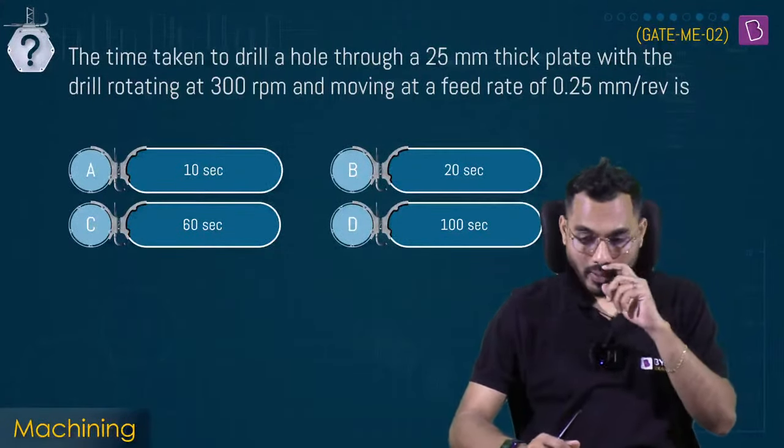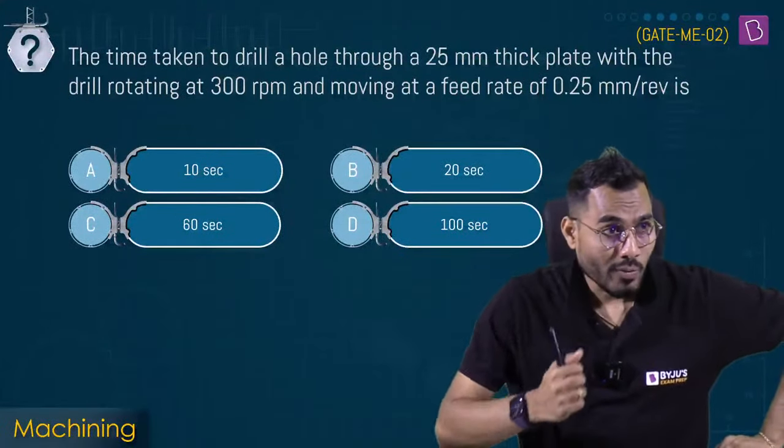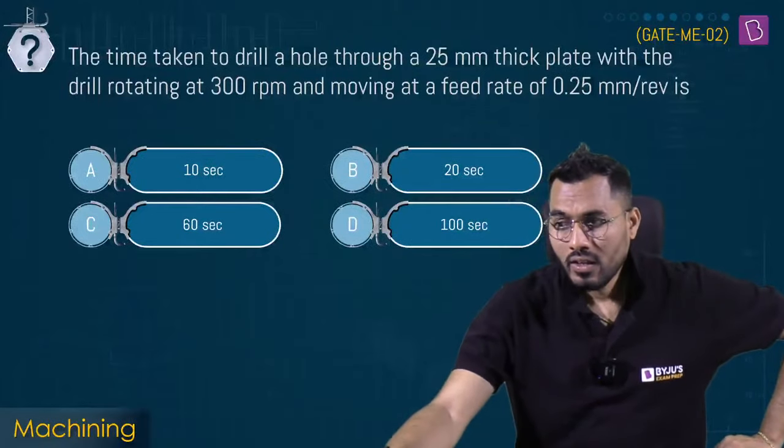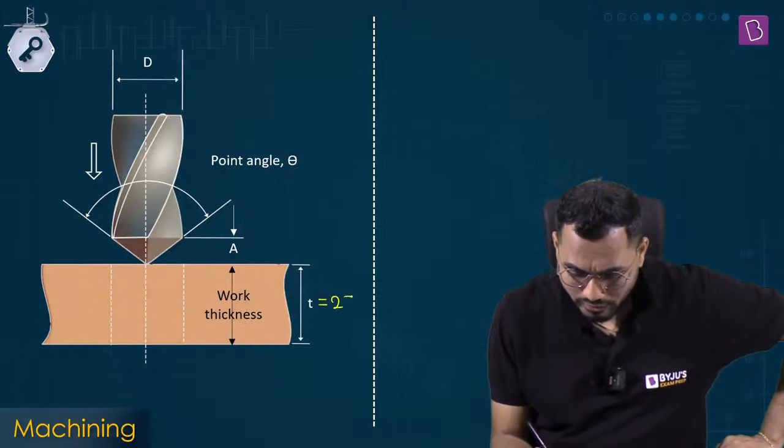Is it 20 seconds required? Right? Kiran Kumar, Nora? So let's say that, sir, there is one metallic plate. Let's say that the thickness of the metallic plate is 25 mm, right?